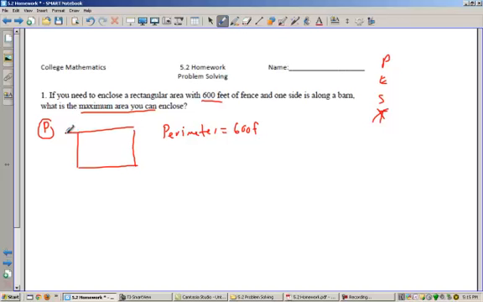One side is a barn, so along this side, it doesn't matter which side you put it on, but I'll put it along this side. I have a barn. And I'll label this X, this Y, and of course that's X. I don't need to label this side because that's the barn, and that's feet. And what do I want to find? We'll find the max area.